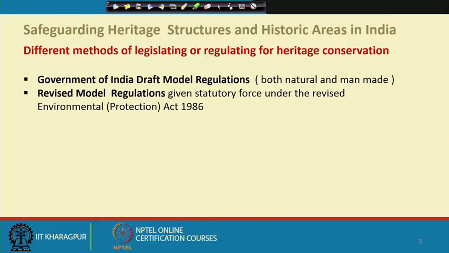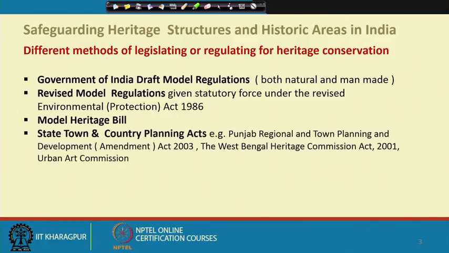Now, the revised model regulation was given statutory force under the revised Environmental Protection Act of 1986, which specially takes care of the natural heritage, and there has been a model heritage bill and the State Town and Country Planning Acts, which we have already discussed. The Punjab Regional and Town Planning and Development Amendment Act of 2003 is very important, because it also takes a region and the broader context, and then the town and the local level. So, it is a good hierarchy, one can follow that.